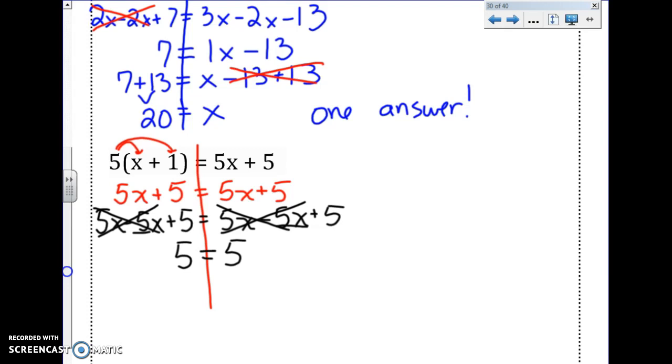So you want to ask yourself, does 5 equal 5? And the answer is true. Story. So, guess what? There's 0 x's. It's left with a true story. So you're going to write all real numbers. All right. So just keep that in mind when you're solving from now on, that you could have a situation where it's not just 1 answer. You have 0 answers, or all the answers are answers.